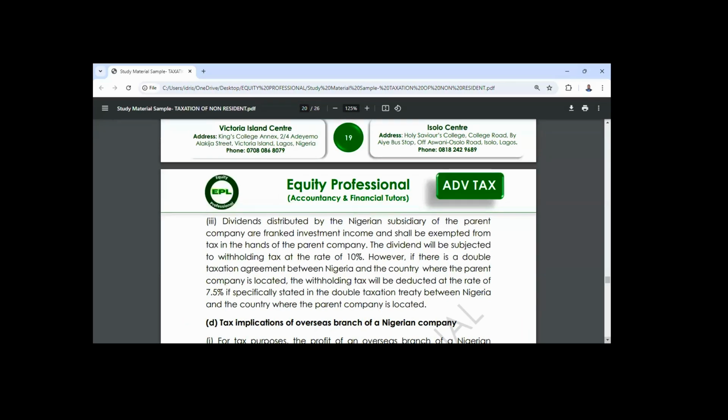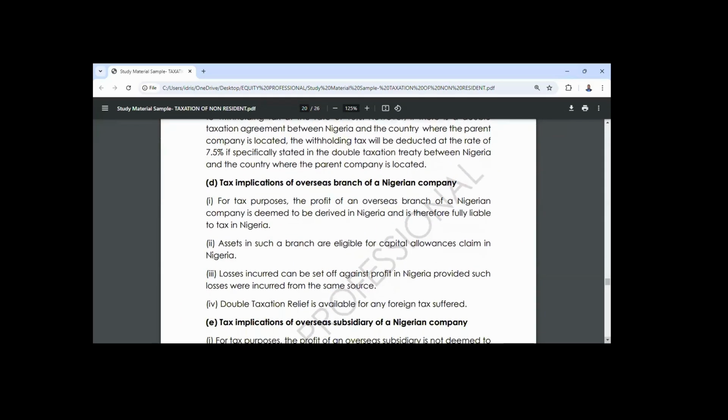The fourth one, they are asking us, what is the tax implication of an overseas branch of a Nigerian company? This one means they have a head office in Nigeria. They now have a branch. In this topic, branch is different from subsidiary. We should know that. They have a branch overseas. Their head office is in Nigeria. In that case, the profit of the overseas branch is assumed to be derived in Nigeria and is going to be liable to tax in Nigeria.